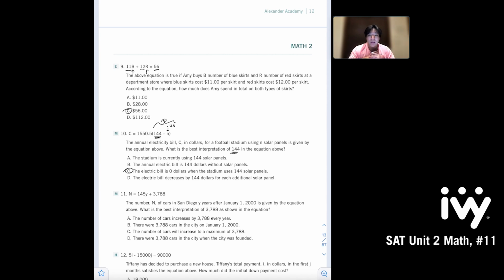Okay, question 11. The number N of cars in San Diego, Y years after January 1st, 2000, is given by the equation above. What is the best interpretation of 3,788 as shown in the equation?